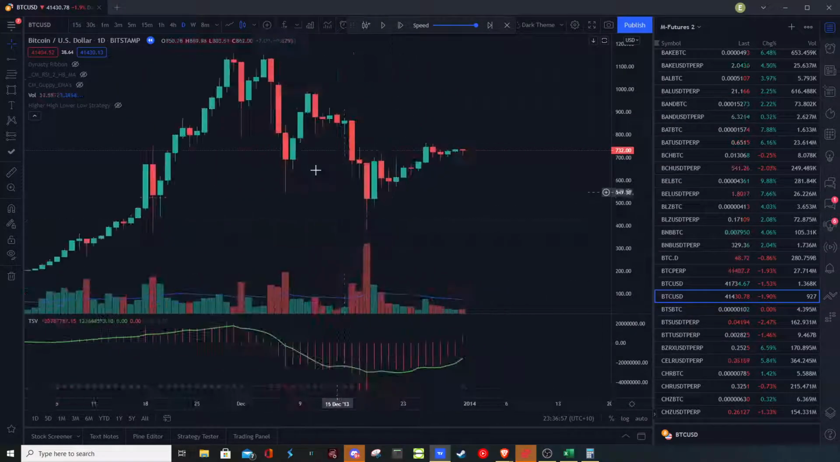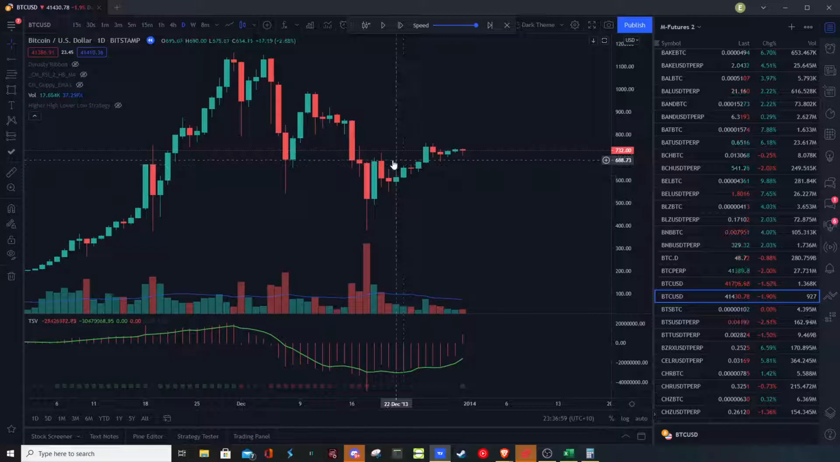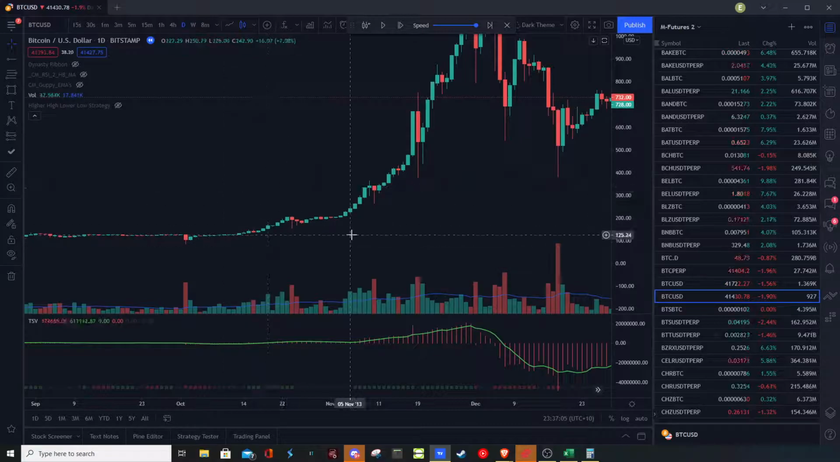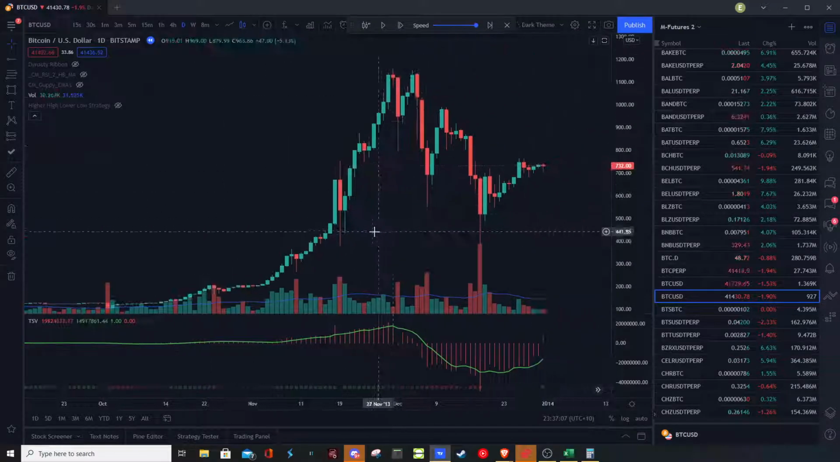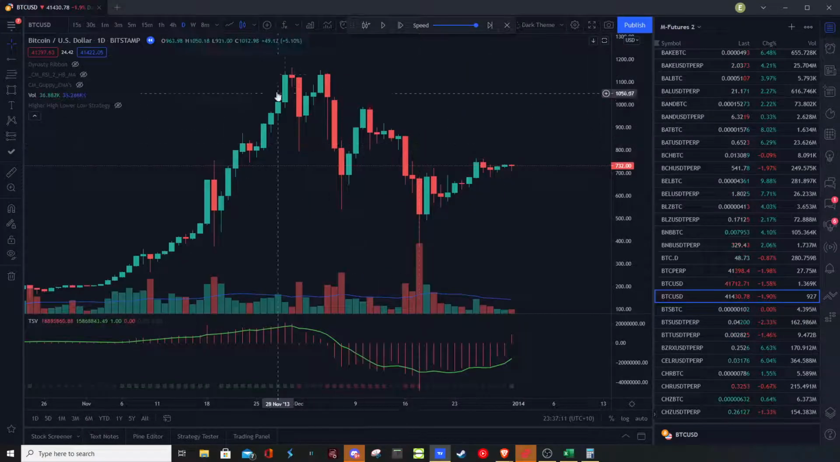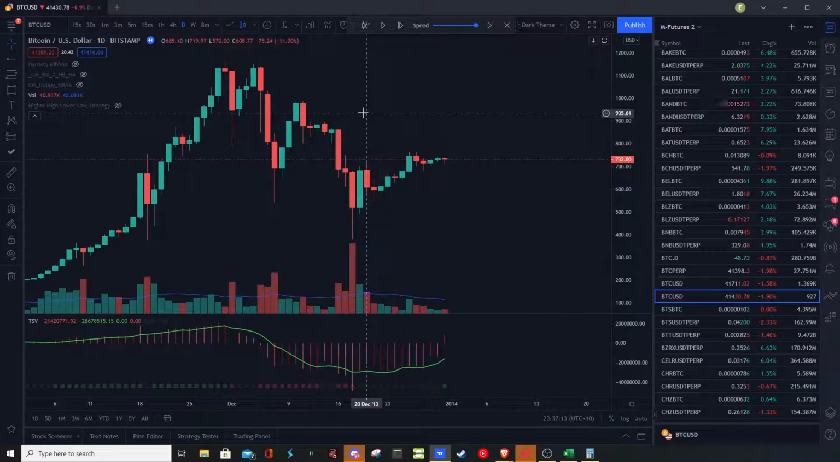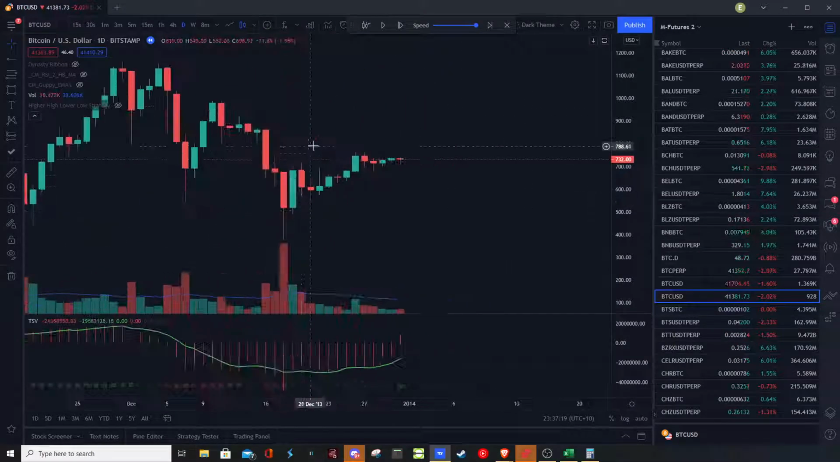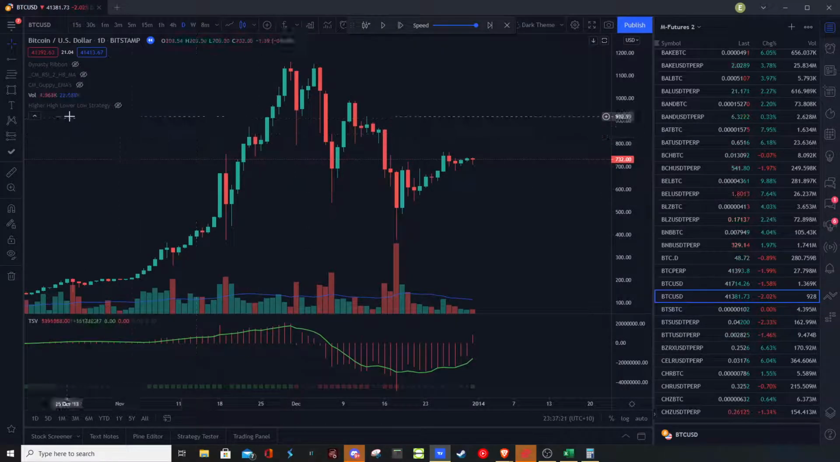So once you have those structures in place of your market structure, of your higher highs, higher lows, lower highs, lower lows, support, resistance, double top patterns, Fibonacci, you can get some really good entries here, and really do well in the market as long as you have those types of understandings.